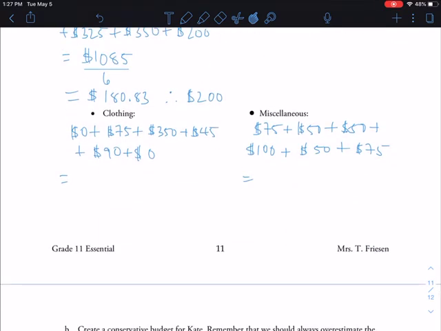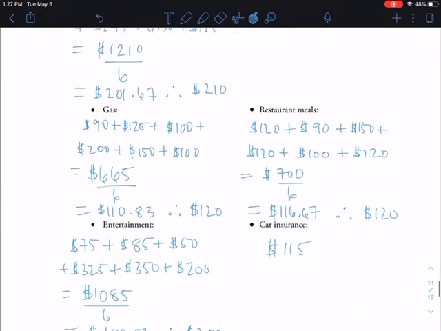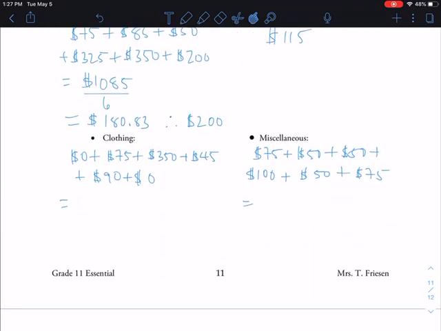Okay, clothing. Again, really important here. We're going to notice that there are actually dashed lines in 2 of those spots. That means she spent no money those months on clothes, but that doesn't mean we don't take that into account when we average it, okay?